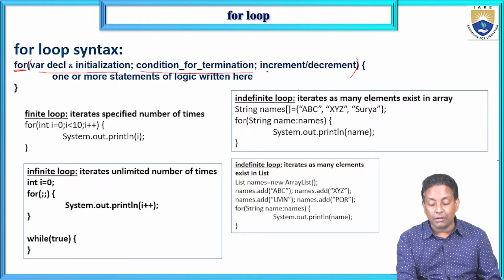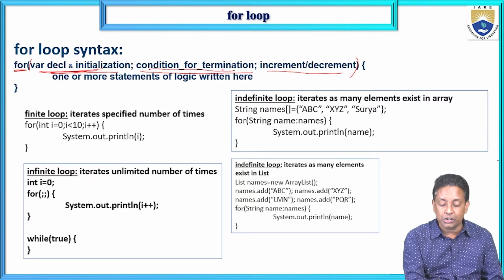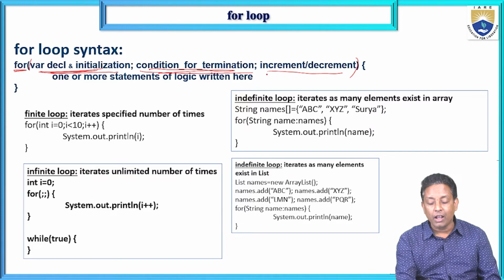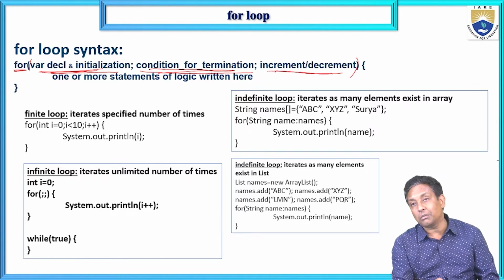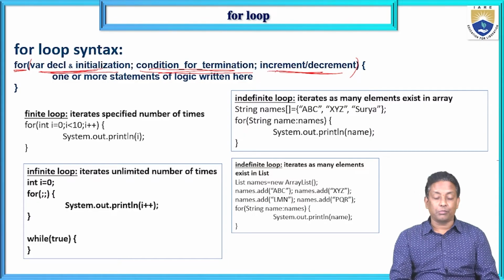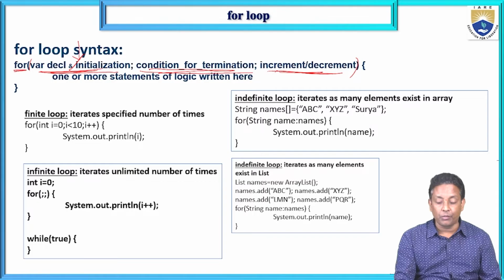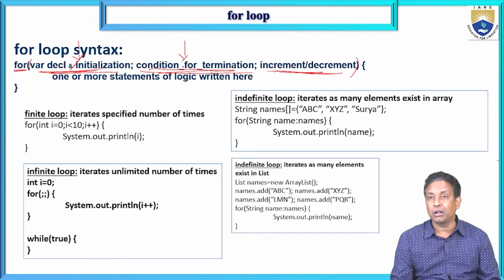And one more is increment or decrement. Whatever variable we declare and initialize here and use in the termination condition, that value we want to increment or decrement. That increment or decrement portion comes under the third part of the for loop. Variable declaration and initialization is the first portion of the for loop, condition for termination is the second part, and the third part is increment or decrement.